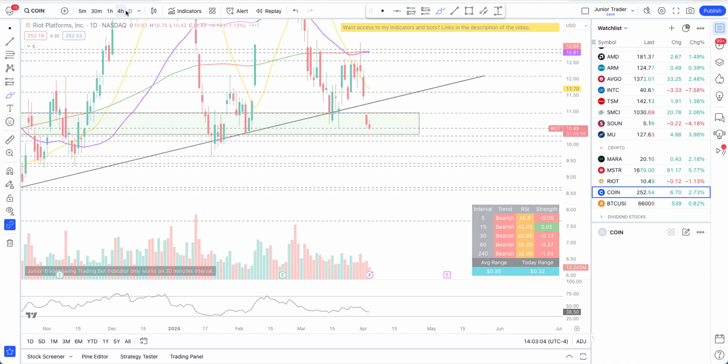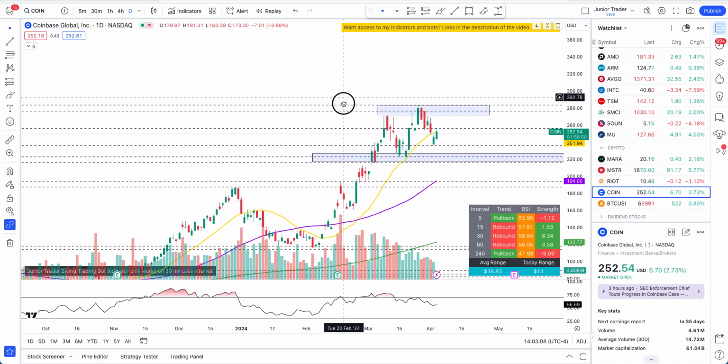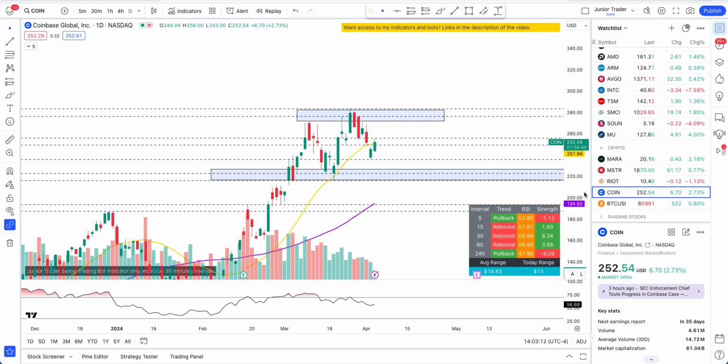All right, let's take a look at Coinbase here. Coinbase is more just like MSTR, MicroStrategy. And on this, in my opinion, it has run into the supply zone, and it has room to continue to fall. I have been talking about this falling.